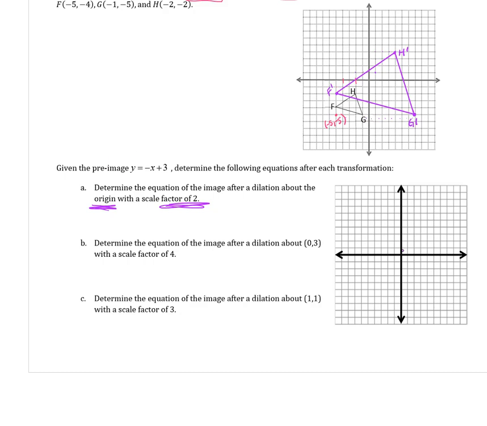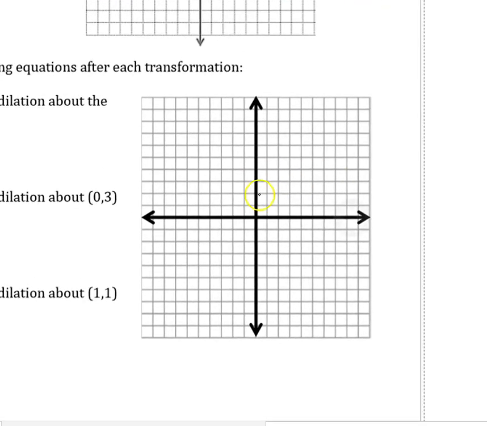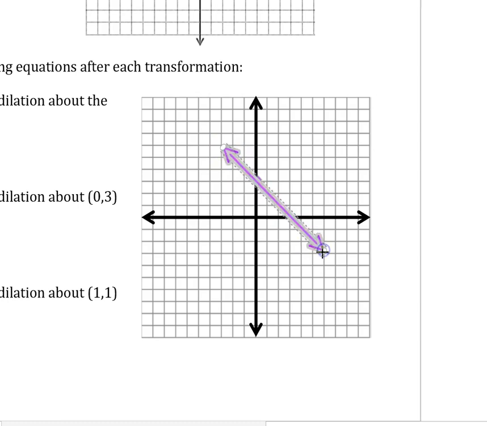So for example, your line is going to have a y-intercept of 3, slope of negative 1. So this is just a rough, so I'm going to zoom in here. So y-intercept of 3, slope of negative 1. Okay, so it roughly looks like this. Okay, we're going to take this y-intercept, which is here at 0, 3, and dilate that by 2. So 0, 3 now becomes 0, 6.